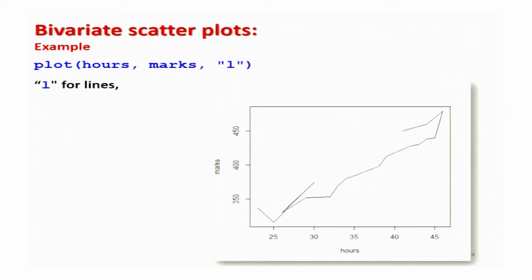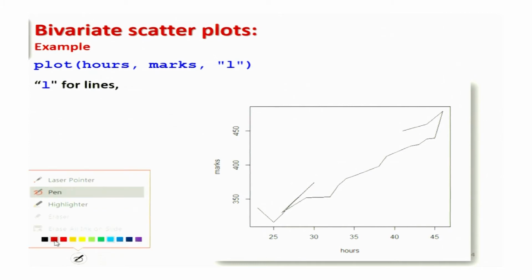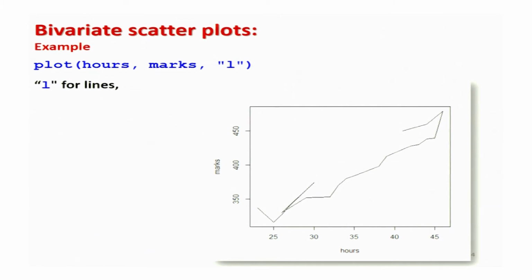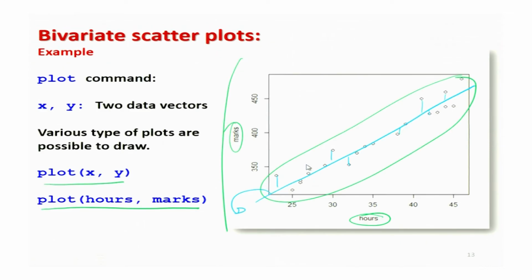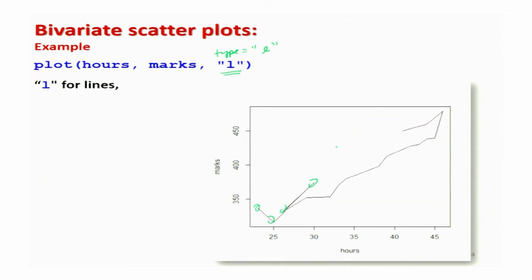But anyway, let me change these options. If you see here, I take the option L, which is written like this, type equal to L. So L is for line. You can see all these points in this graph, but now they are joined like this and so on. So this is what happens in the case of line.